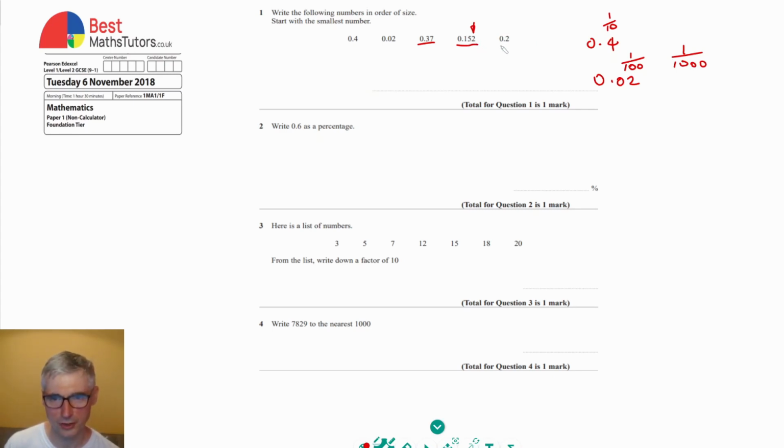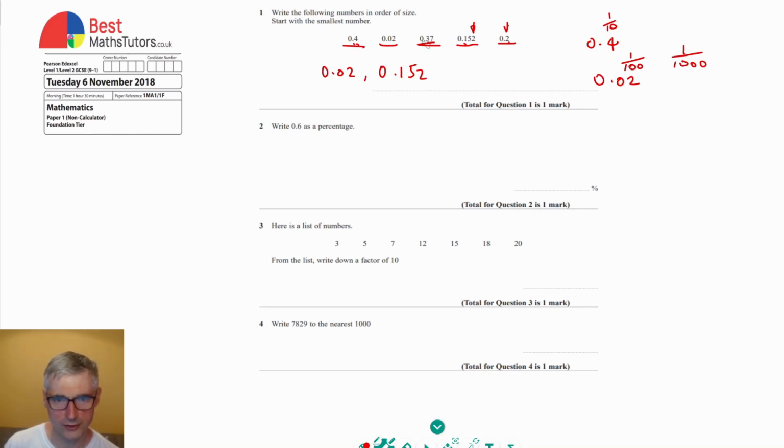And the last number is 2/10 again, because we're in the tenths column with that 2. So we can see the smallest one of these is actually 0.02 because that's only 2/100ths. So we can write that first, 0.02. The next one, we can see these have all got numbers in the tenths column, but we've got 4/10, 3/10, 1/10 and 2/10. So the smallest number next is actually the 0.152.